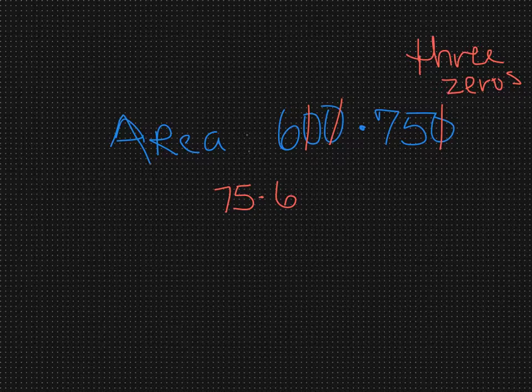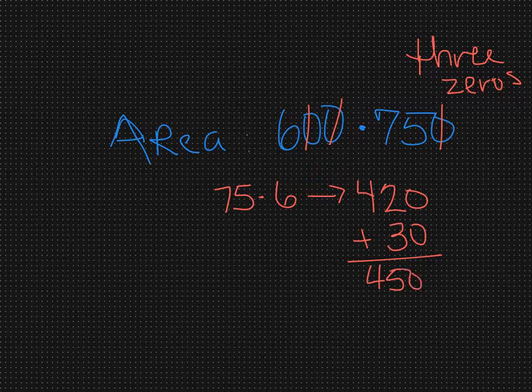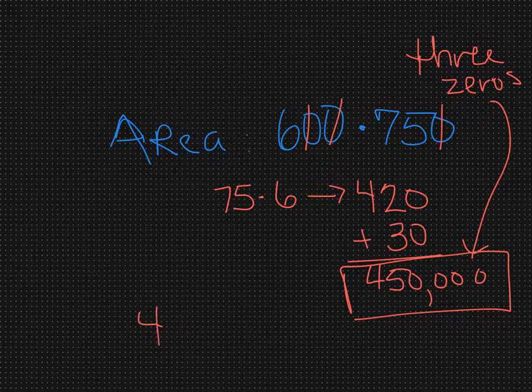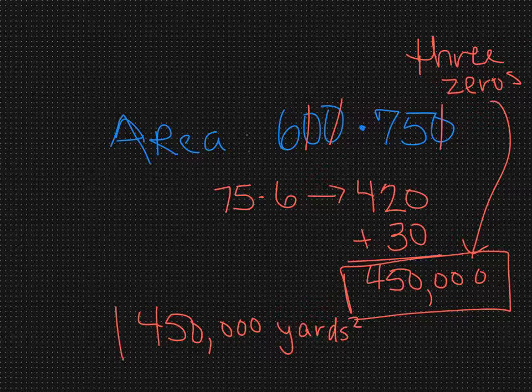So 6 times 70, I know is 420. I know that 6 times 5 is 30. I add those together, and I get 450. I need to bring down those other 3 zeros. 1, 2, 3. So my answer is 450,000 square yards. And I do know that that's one of the options. So there's your answer. I believe it is option B.